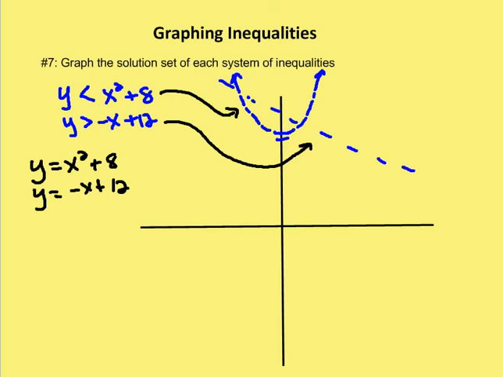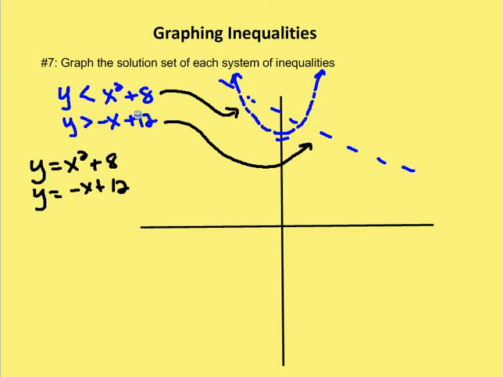In this edition of Otten Math, we're going to do some practice problems involved in graphing inequalities. The first problem, we're asked to graph the solution set of each system of inequalities. First is y is less than x squared plus 8. The other is y is greater than negative x plus 12.